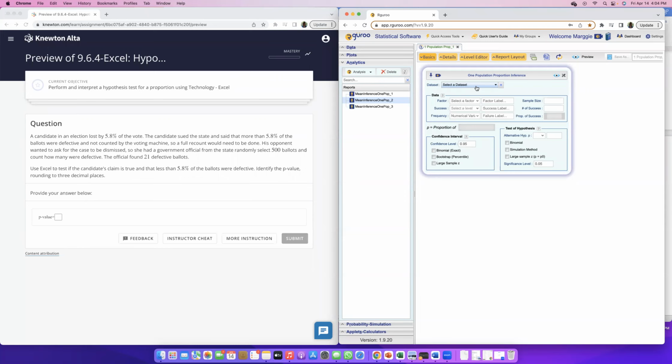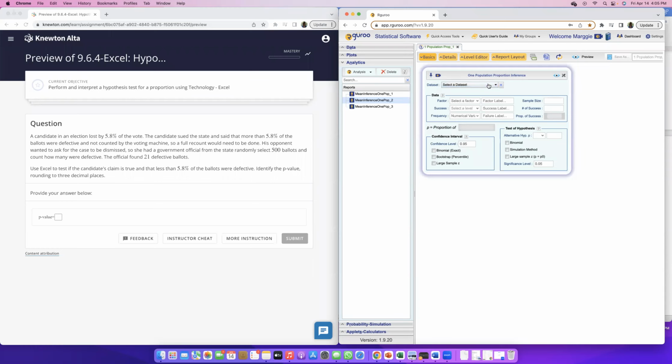So she had a government official from the state randomly select 500 ballots and count how many were defective. The official found 21 defective ballots. We're going to use RGuroo to test if the candidate's claim is true and less than 5.8% of the ballots were defective. We are going to identify the p-value.